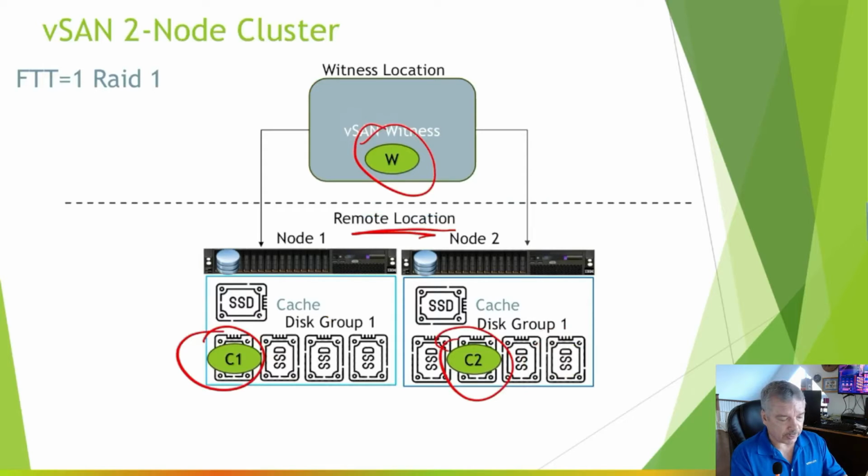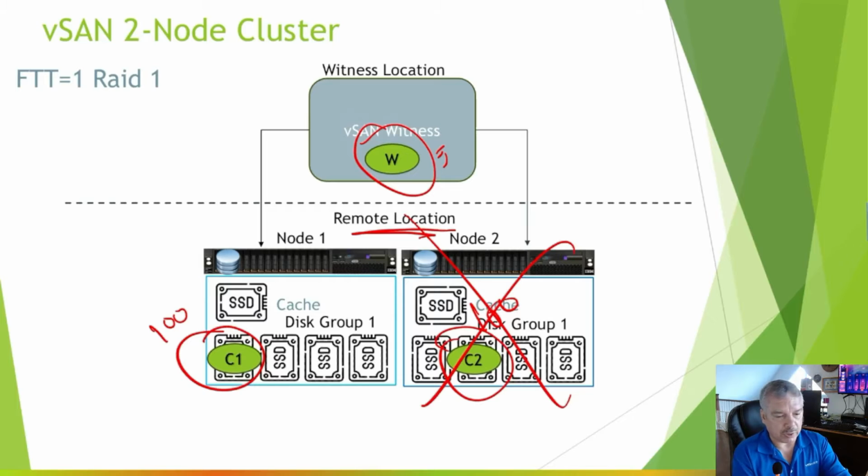If this VM had a 100 gig disk, this component would be 100 gig, this component would be 100 gig, and the witness component is going to be really small. So that's on our 2-node cluster, or technically this could be a stretch cluster across 2 sites with a witness location as well. The idea is if one goes down, we're still okay. We need 2 out of 3 in order to survive.